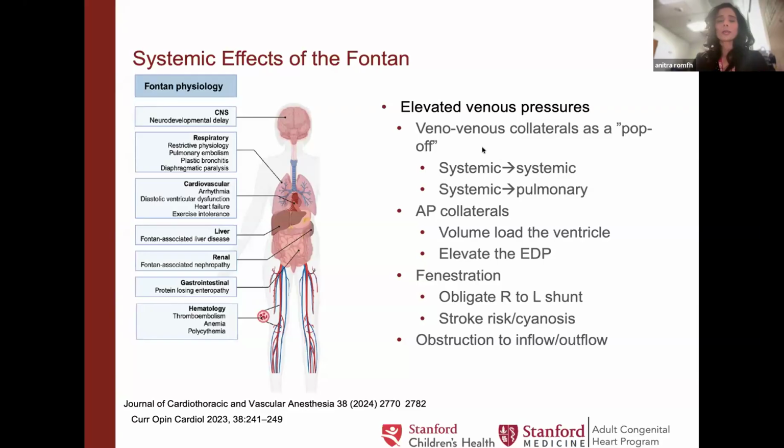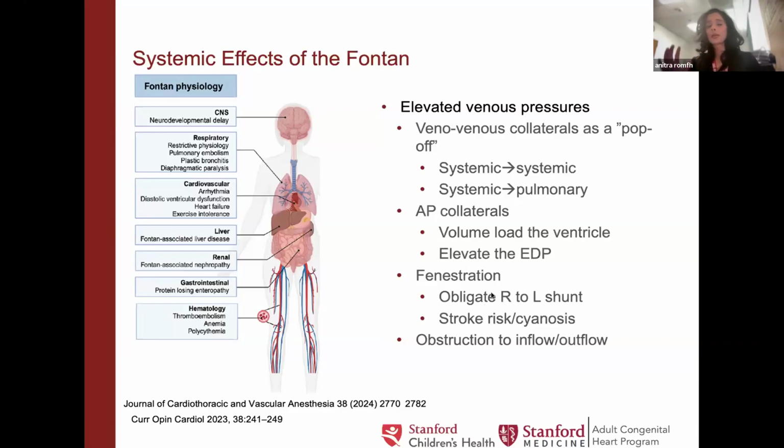Remember, I said we have nearly normal saturation. So we start to see that. We start to suspect that maybe there are these systemic to pulmonary collaterals. You can also get AP collaterals, which don't change the circulation, but will volume load the ventricle. And in some patients, they may either have a fenestration that was left open, which is an obligate right to left shunt, or one may be made in order to sort of decompress. And that unfortunately does have a stroke risk and, because it's an obligate right to left shunt, will cause cyanosis. Other things to watch for are obstruction to inflow and outflow.